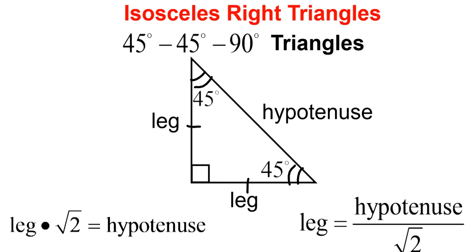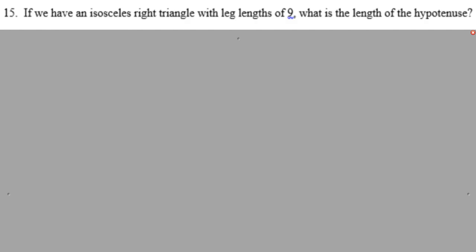We also looked at right isosceles triangles and found a pattern that exists with those. They're also referred to as your 45, 45, 90 triangles. We know that the leg times the square root of 2 is equal to the hypotenuse. Conversely, if we were given the hypotenuse, to undo it to find the leg, we could divide by the square root of 2. So let's look at a couple of example problems.